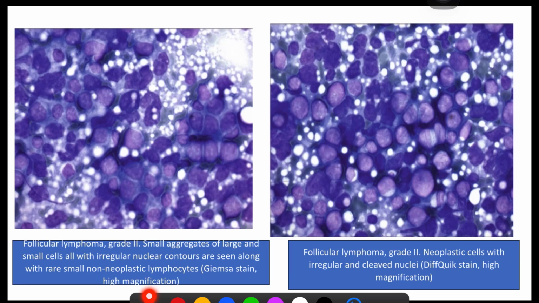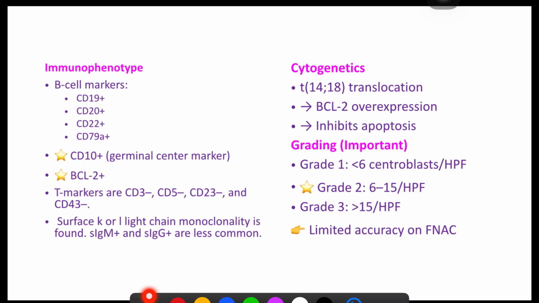Here also there are small aggregates of large and small irregular nuclear contour cells, and very rarely you can find small lymphocytes. Increased number of centrocytes and centroblasts. Here also you can identify these large and small irregular, cleaved nuclei cells, and a very small number of small lymphocytes can be seen.